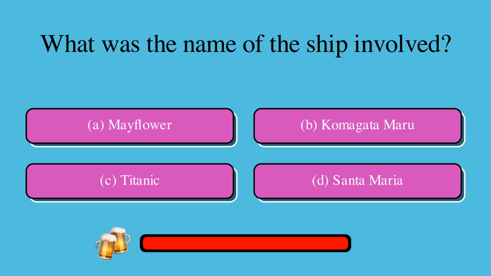What was the name of the ship involved? Is it A. Mayflower, B. Komagata Maru, C. Titanic, or D. Santa Maria? The correct answer is B. Komagata Maru.